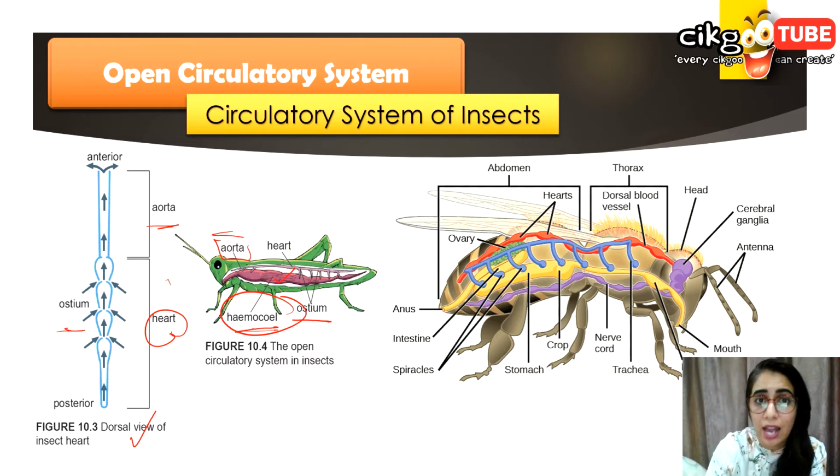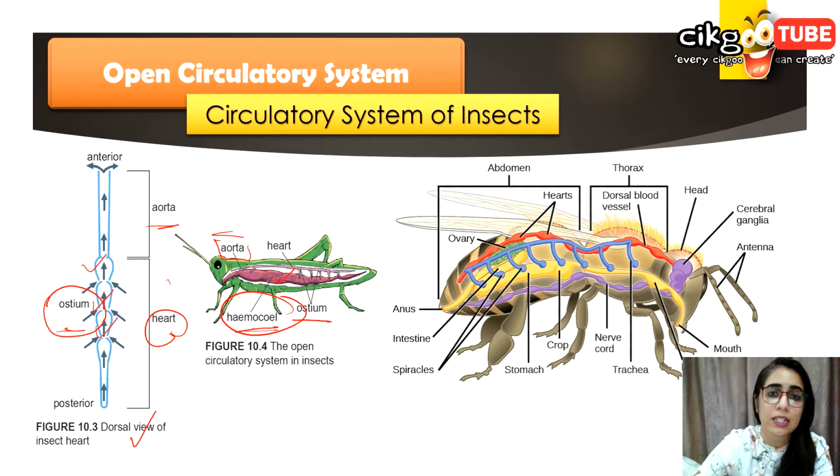Now the heart is actually a series of segmented chambers. You can see here there are segmented chambers, each with a pair of ostia. I've shown you just now, this is the ostium. Ostia are tiny pores on both sides.